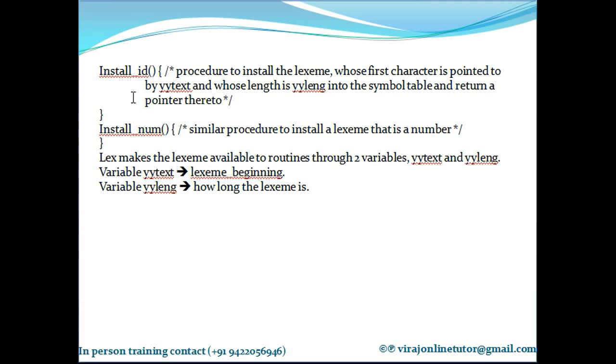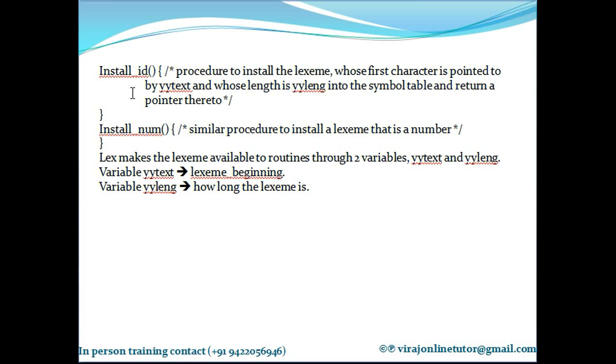So install ID is a procedure to install the lexeme whose first character is pointed to by YY text, because YY text points to the beginning of the lexeme, and whose length is stored in YY length. So this is saved into the symbol table, and a pointer to that is returned back. It installs this information into the symbol table and returns the pointer to that.